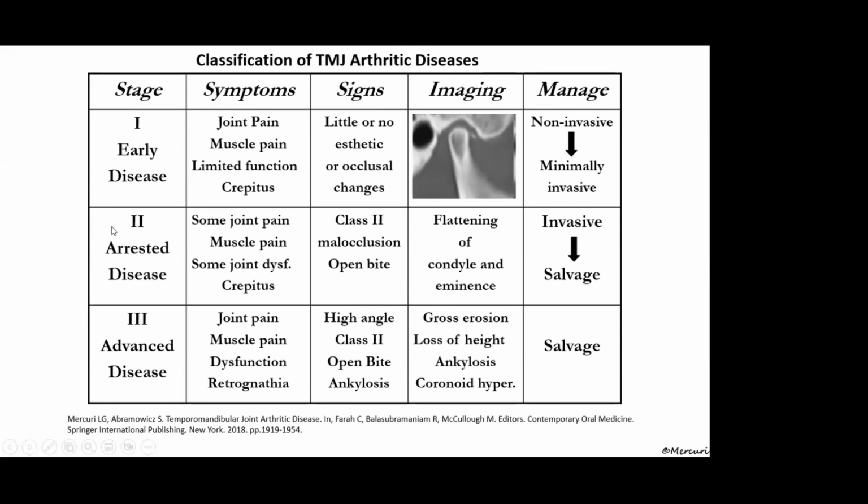With arrested disease, we have some joint pain, we have muscle pain. And as we talked about last time, the muscle pain is the result of Hilton's law, that if you have something wrong with the joint, the muscles that move that joint are going to be painful in order to prevent further movement of that joint. You're going to have some dysfunction as a result of the muscle reaction to the joint pain, and we'll have increased crepitance. And we may see a patient with a class 2 malocclusion or an open bite.